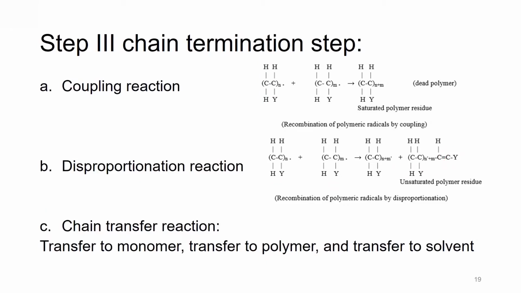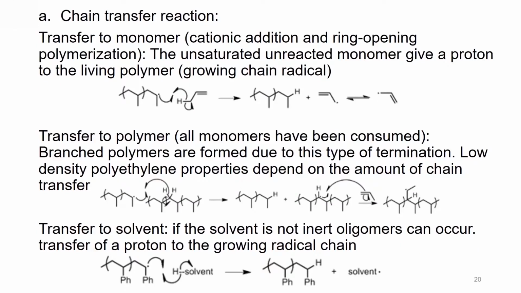Now, the chain transfer reaction, as the last way of the termination reaction, can happen either through transfer to monomer, or transfer to polymer, or transfer to solvent as well. Let's look at the chain transfer reaction when it happens through transfer to monomer. This means one of my monomers which carries a double bond will give away one of its protons to my growing chain, and this will stop my growing chain from growing further.